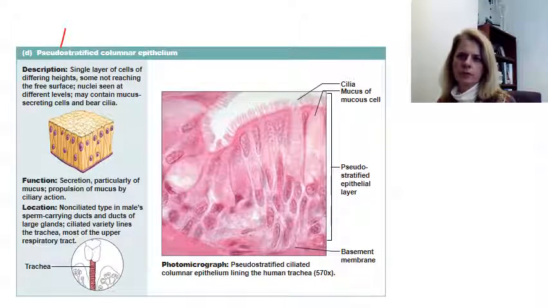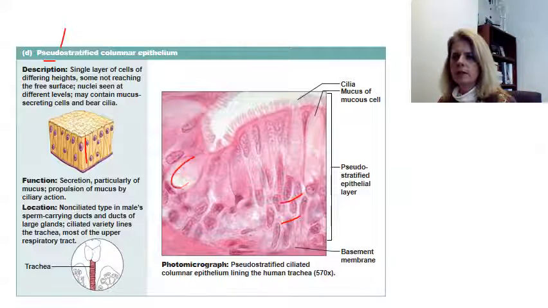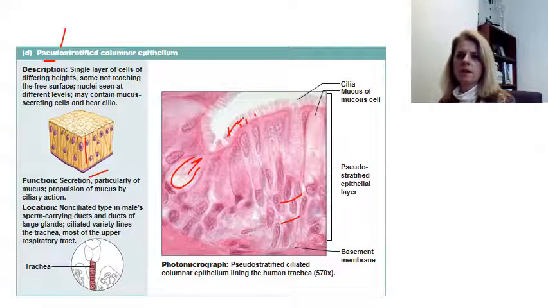So here's pseudo-stratified columnar epithelium, and pseudo means fake. Okay, so the description, this is fake layered. It's actually one layer of cells, but because the nuclei don't line up, it looks like there's multiple layers, but it's really just one, so it's fake layered. Some may secrete mucus. This is actually a goblet cell that makes mucus, and this is actually the cilia. So some may have cilia. So the function is to secrete particularly mucus, all right, and to propel that mucus and to sweep that mucus along. So think about the trachea. Okay, so again, you breathe in dust.